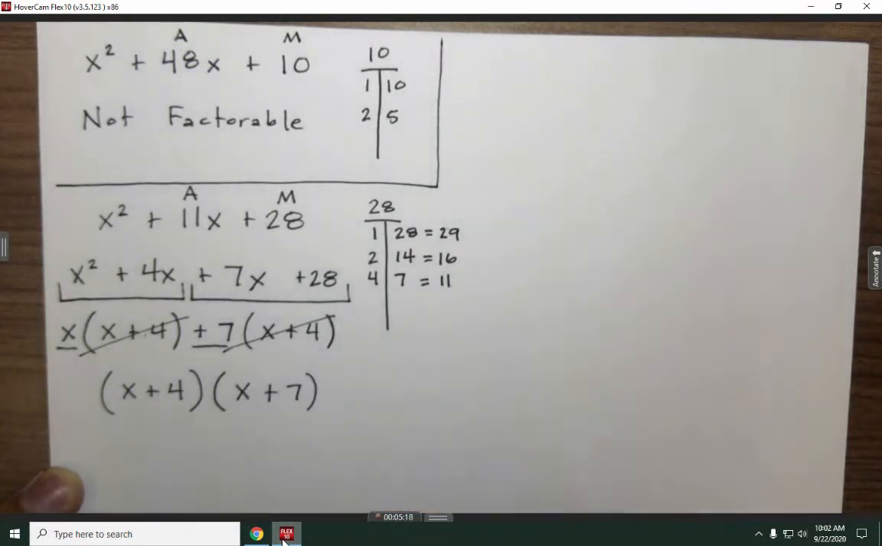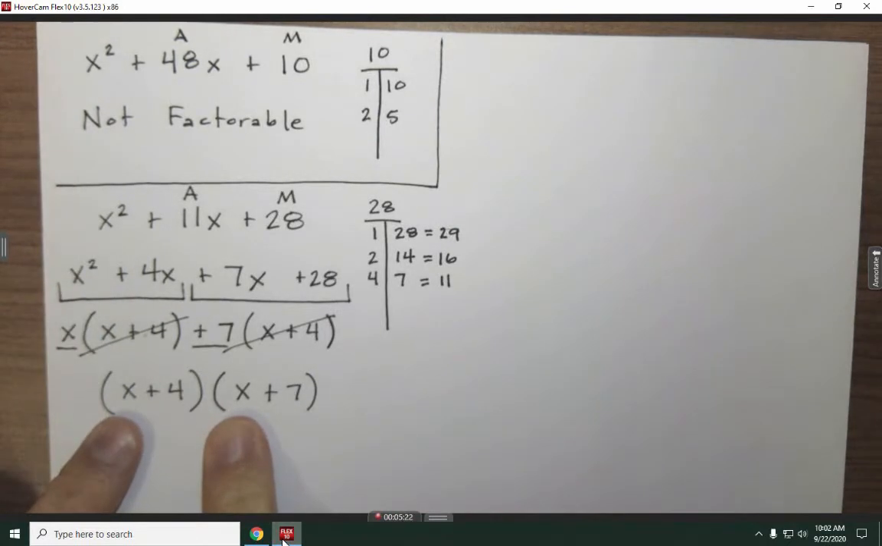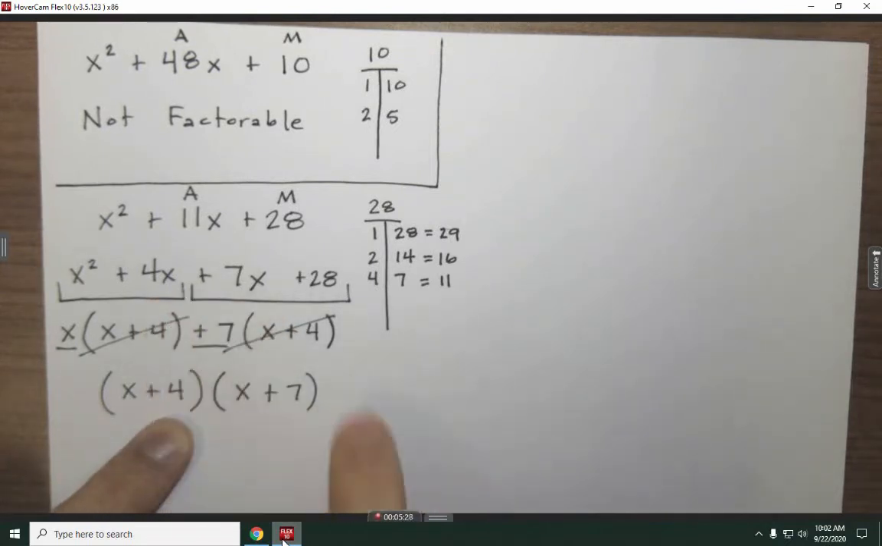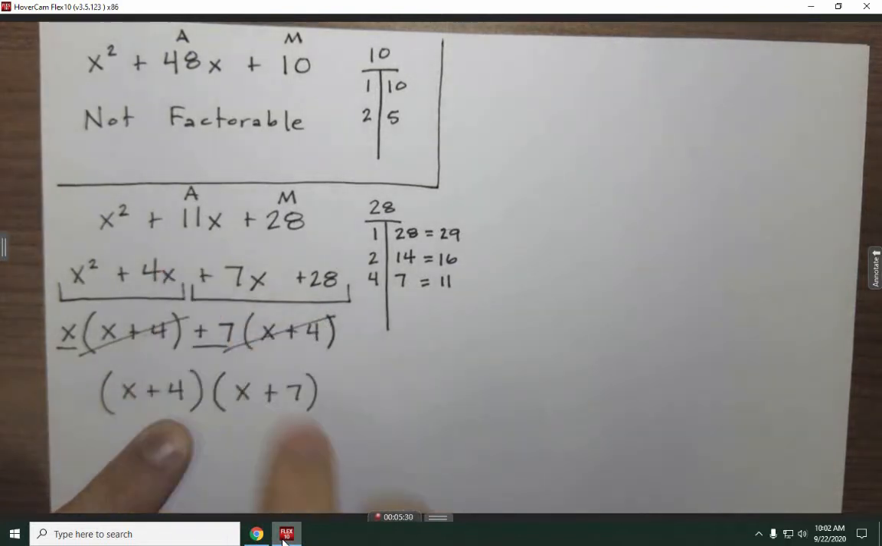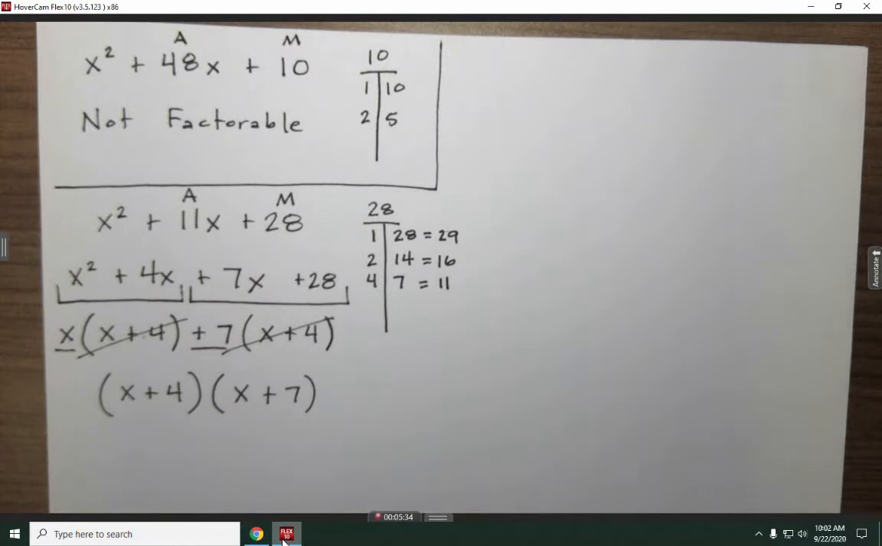And we can double check this. If we do x times x, that gives us that x squared. And then x times 7 is 7x, and 4 times x is 4x, which combines to give us that 11x, and then 4 times 7 is 28, which is what we started with.